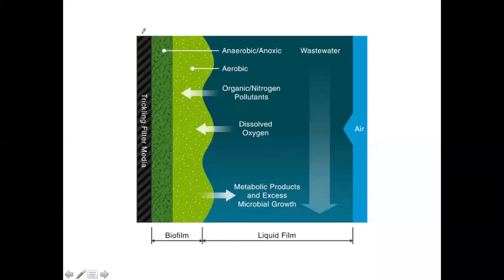Suppose this is a trickling filter medium. On the left side, this black color is the trickling filter medium, like rock medium or blast furnace slag medium. Next to the medium surface, there will be generation of biomass, also called biofilm. Initially, when the treatment starts, the biofilm will be very thin.